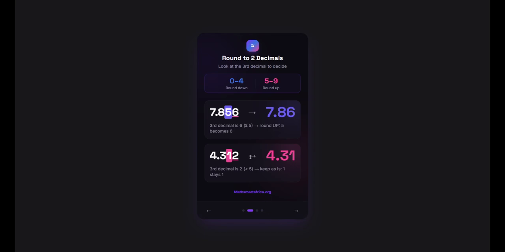In the first number, the second decimal is a 5, the third decimal is a 6, so 6 is between 5 and 9, so the 5 increases with 1, so the answer becomes 7.86. In the second number, the second decimal is a 1, the third decimal is a 2, so the 1 stays the same, and the answer is 4.31.